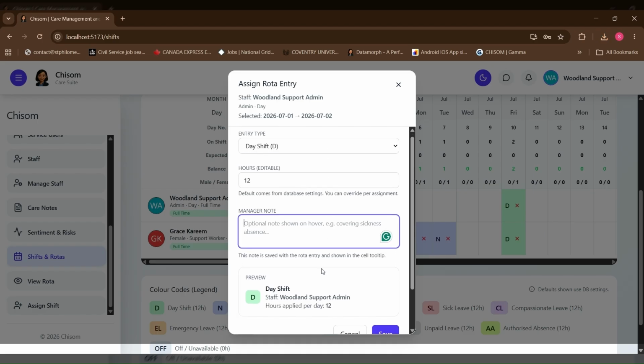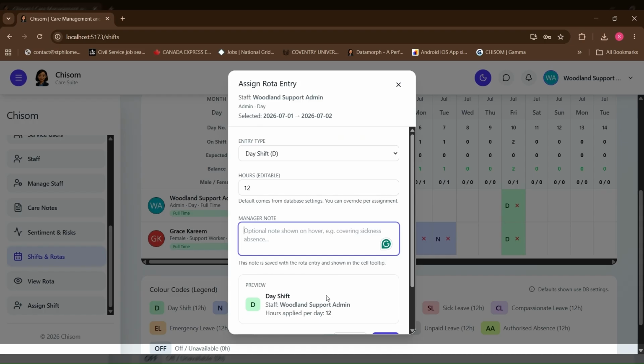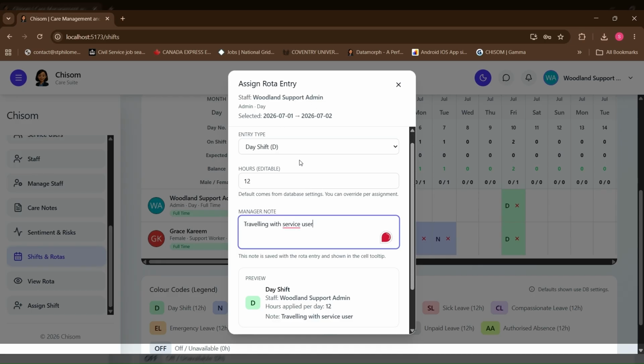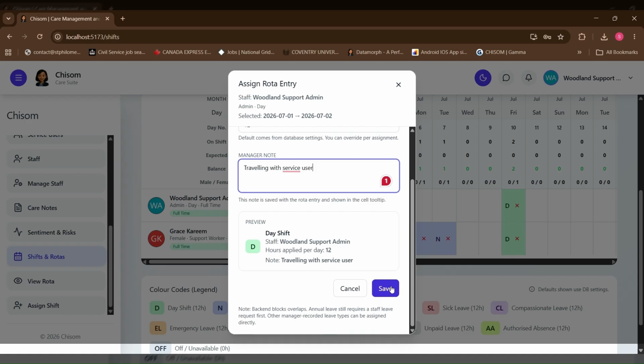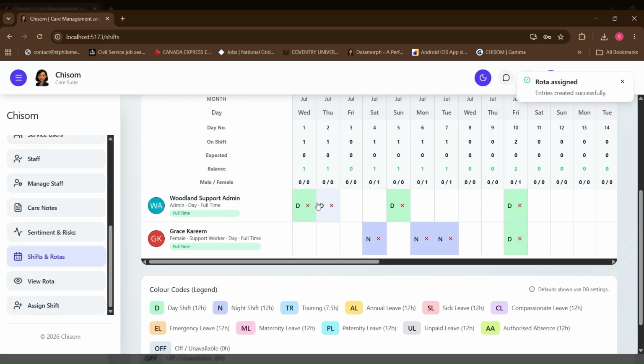Then I can put a note, for instance, maybe bank staff, traveling with service user. Let's say this staff is traveling with a service user for a 2 day period, right? Then I can save it. So these are the 2 days.